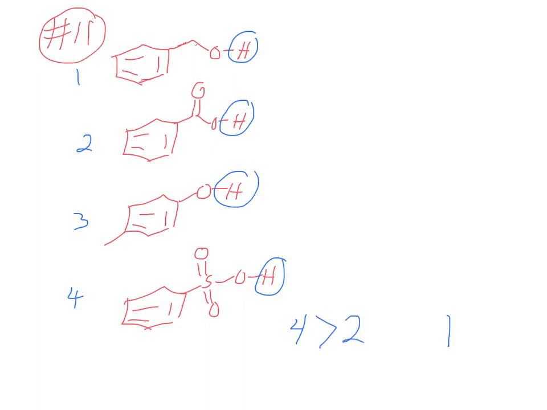So 2 and 3, and everybody sees that 3 can do resonance within the ring, but it's not the best way because you have to break up aromaticity, whereas a carboxylic acid doesn't have to break aromaticity to do some resonance. Good. Does that make sense? So let's look at number 55.